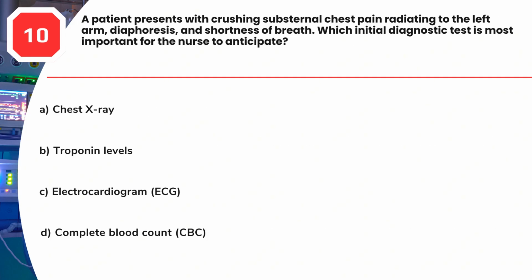Question 10. A patient presents with crushing substernal chest pain radiating to the left arm, diaphoresis, and shortness of breath. Which initial diagnostic test is most important for the nurse to anticipate? A. Chest X-ray. B. Troponin levels. C. Electrocardiogram, ECG. D. Complete blood count, CBC. Answer, C.